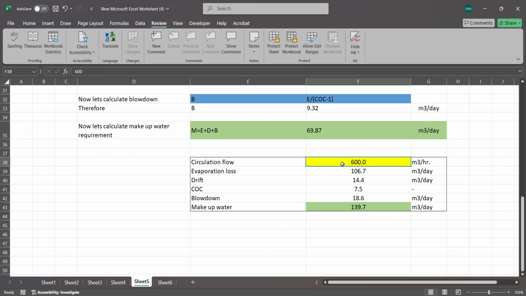Suppose you have 5 cooling towers, each having a 250 meter cube per hour flow rate. Just do 5 multiplied by 250. How much makeup water do you require? It is 291.1. This is the water requirement for makeup. If you know these calculations, then you will be able to design your soft water or other raw water requirement in your facility.